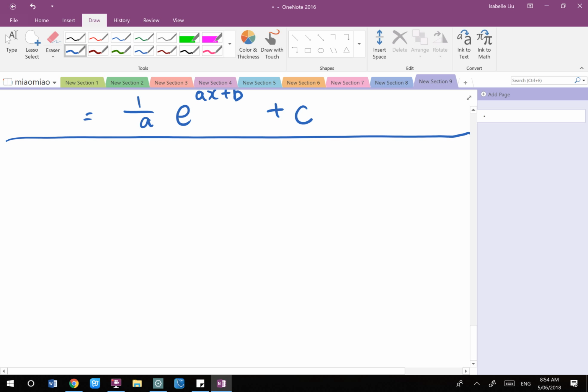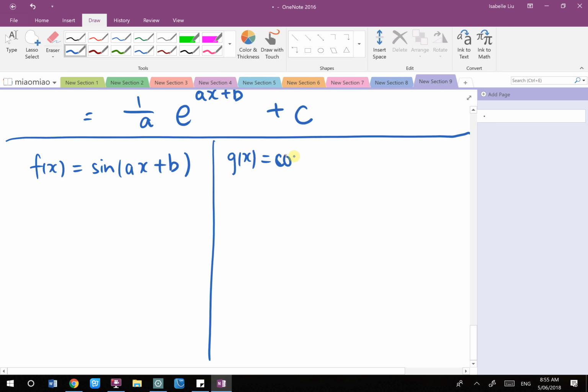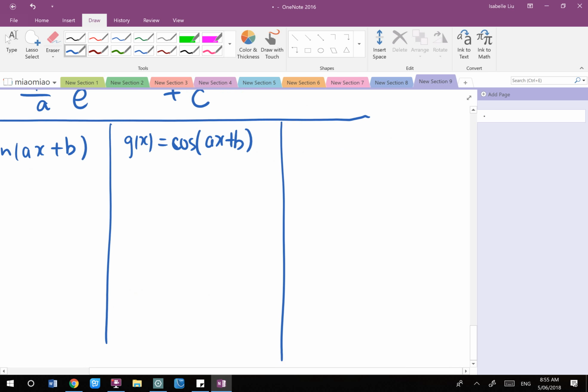Now let's talk about circular functions. Well, we have f(x) equals sine(ax plus b). We only talk about linear. The inside function never becomes quadratic, cubic, something like that. It's always linear. Say f(x) equals that, g(x) equals cosine(ax plus b), and h(x) equals tangent(ax plus b). Let's talk about those three together.